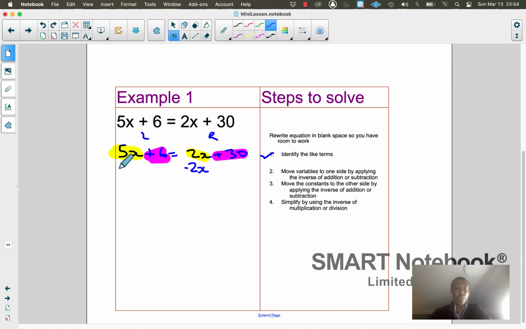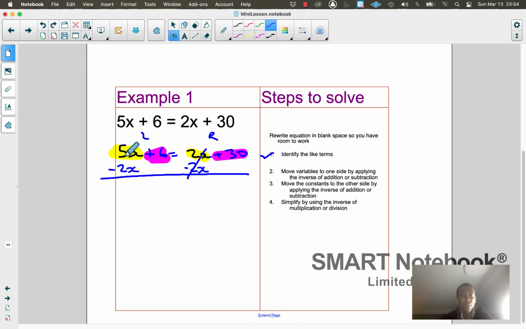Remember, whatever we do on one side of the equation, we have to do the same on the other side. Okay, go ahead and do that with me. All right, now let's simplify. So 2x minus 2x cancels out. Let's draw a line through it.